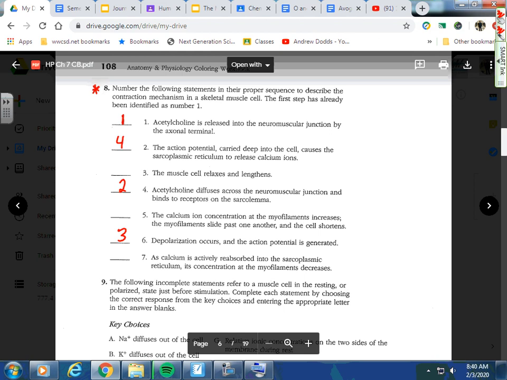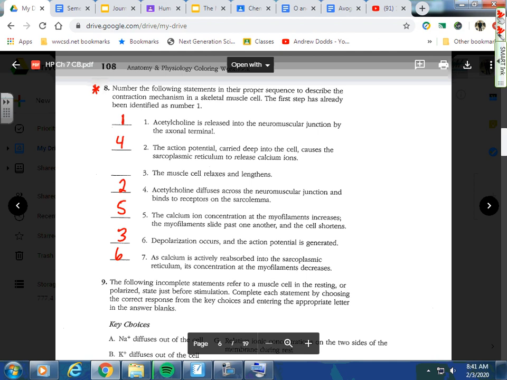And step 5 is going to be number 5. The calcium ion concentration at the myofilaments increases. The myofilaments slide past one another and the cell shortens. Okay. And step 6, calcium is actively reabsorbed into the sarcoplasmic reticulum. So its concentration at the myofilaments decreases.